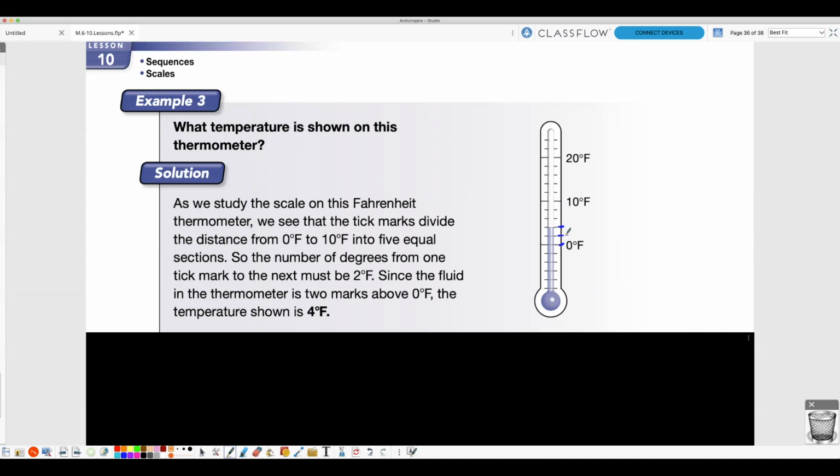So if this was 2, this would be 4, this would be 6, this would be 8, and this one would be 10. So that means we're at the 4. We're at the 4 right here. This is 4, and that'd be 4 degrees Fahrenheit on that particular scale.